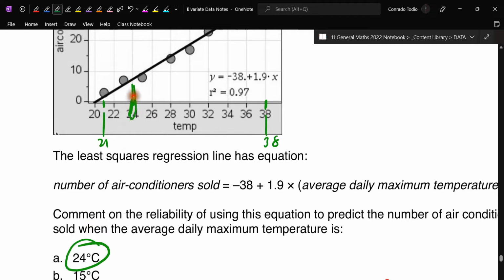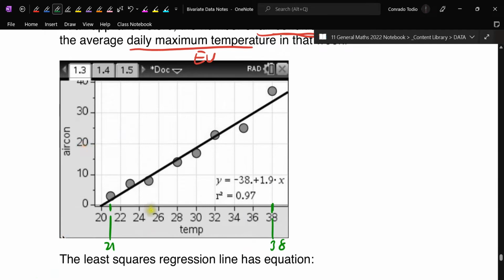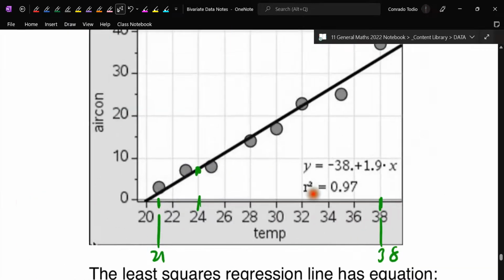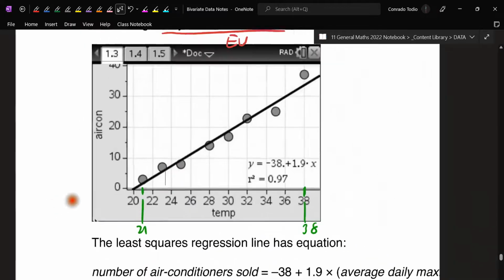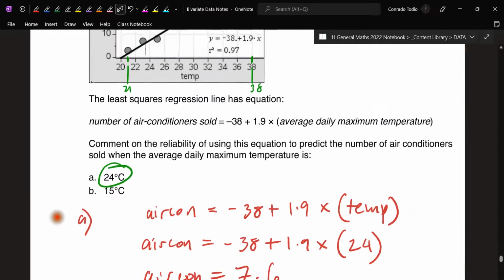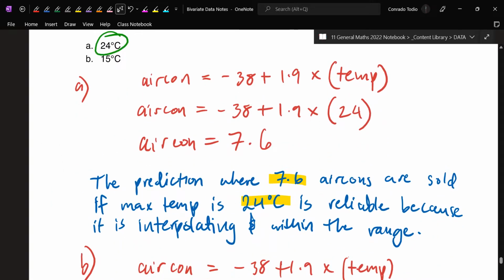24 is right here. So you're making a prediction of what would aircon be if the temperature was 24, which is here. So basically, what is the Y value over here? What is this value? That's the prediction. If we make that prediction, we found out that if the temperature was 24 degrees, you would sell 7.6 aircons, which makes sense. So that's how we interpret it like this: the prediction where 7.6 aircons are sold, if the max temp is 24 degrees, is reliable.